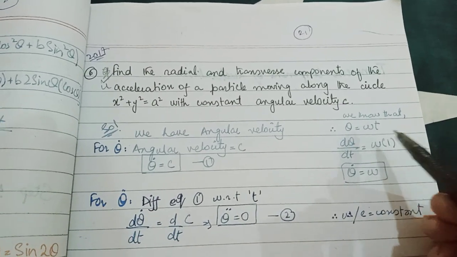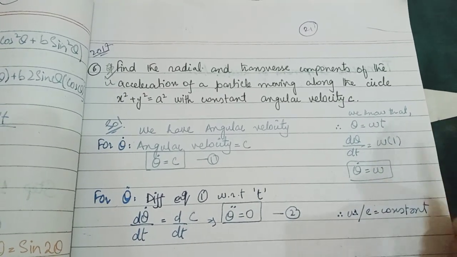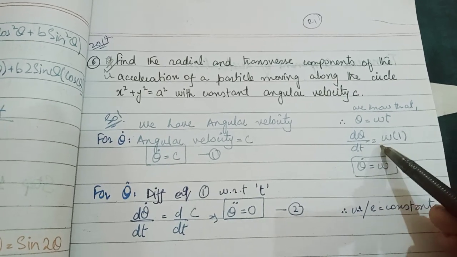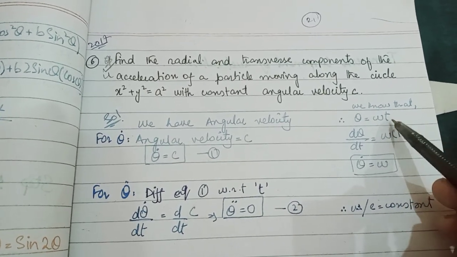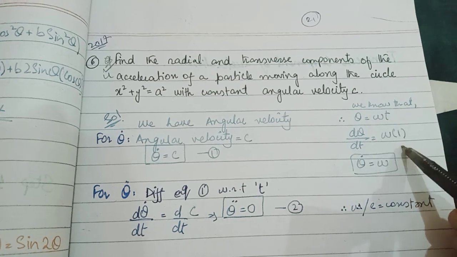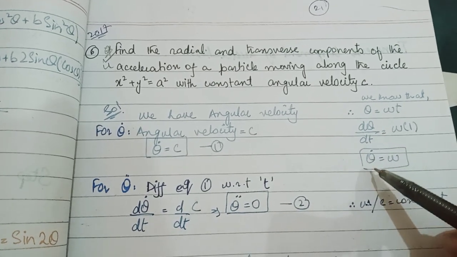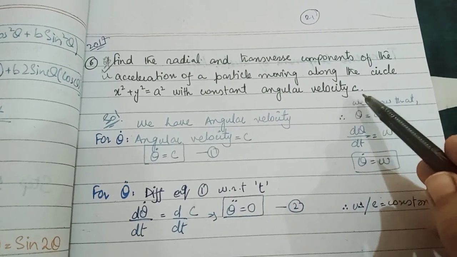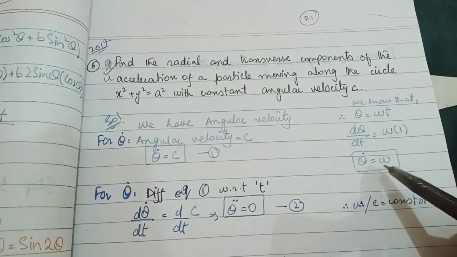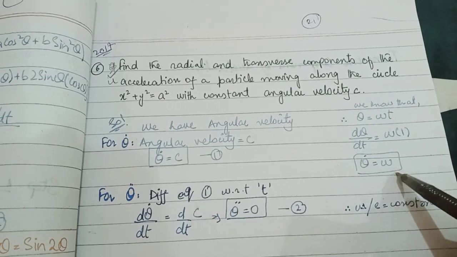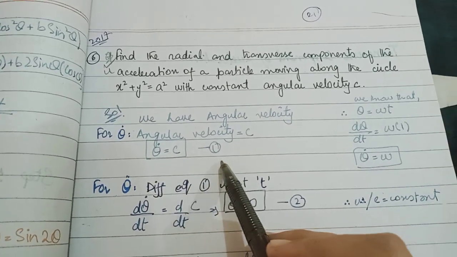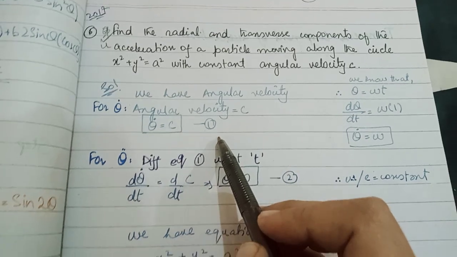We know that theta is equal to omega t. When we differentiate theta with respect to time, we get omega times 1, since the differentiation of t is 1, and d theta by dt is theta dot, which is equal to omega. Now in this question we are told that the angular velocity is c, so in place of omega we replace it with c. So theta dot is equal to c, and we consider this as equation number 1.